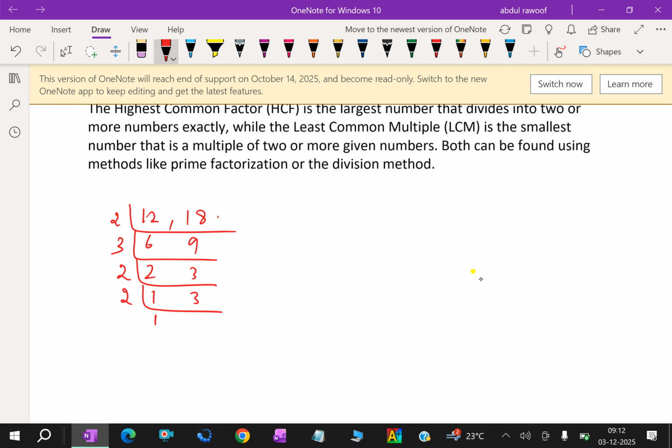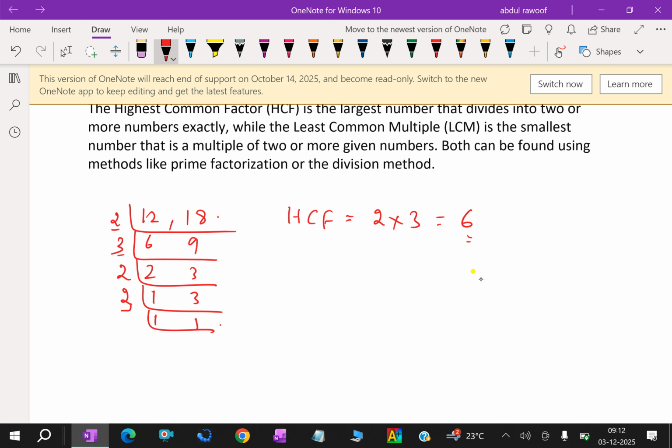Then next, divide by 3. 1 is not divisible, and 3 divided by 3 is 1. So up to 1 and 1 you have to do. So here the HCF is the common factors, 2 and 3. So 2 into 3 is 6. So this is the HCF of 18 and 12.